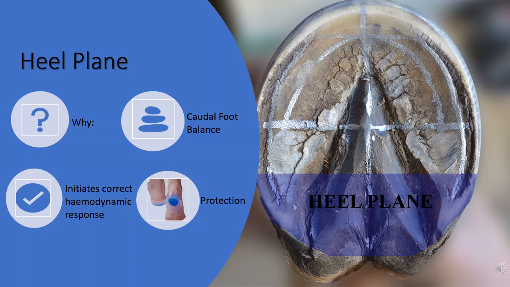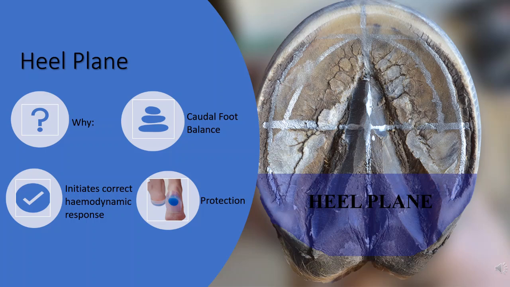Within the HPT method, there are 3 planes of reference: the axis plane, the heel plane, and the toe plane. In the previous slide, I reviewed the primary plane of reference, the axis plane, which is a virtual plane. In this slide, you see a representation of the heel plane, a physical plane of reference. Why is achieving balance in the heel so important?